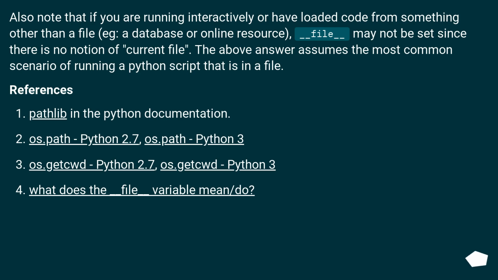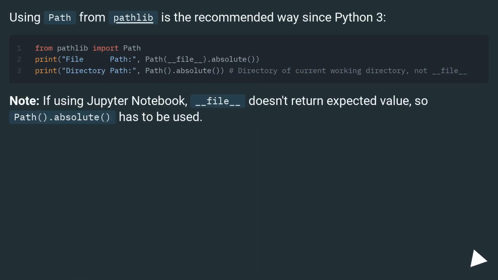What does the __file__ variable mean / do? Using Path from pathlib is the recommended way since Python 3. Note, if using Jupyter Notebook, __file__ doesn't return the expected value, so Path().absolute() has to be used.